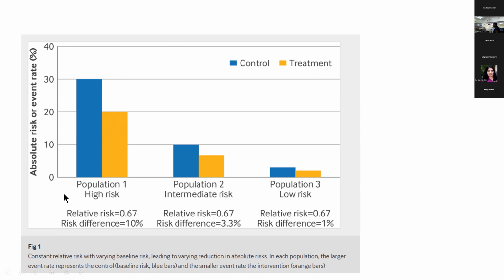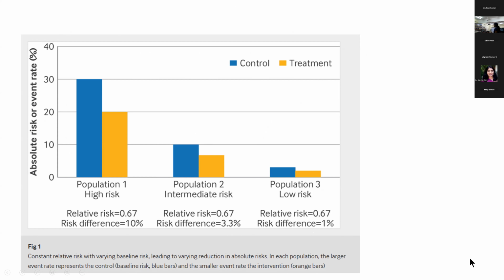But if you put it as a relative effect, that is the relative risk, there was a decrease by 0.67. In this population, your event rate came down from 10% to 6.7%. Your risk difference was 3.3%, but your relative risk remains at 0.67. And in the last scenario, where you have a very low risk population, your final risk difference is only 1%, but your relative risk is 0.67.